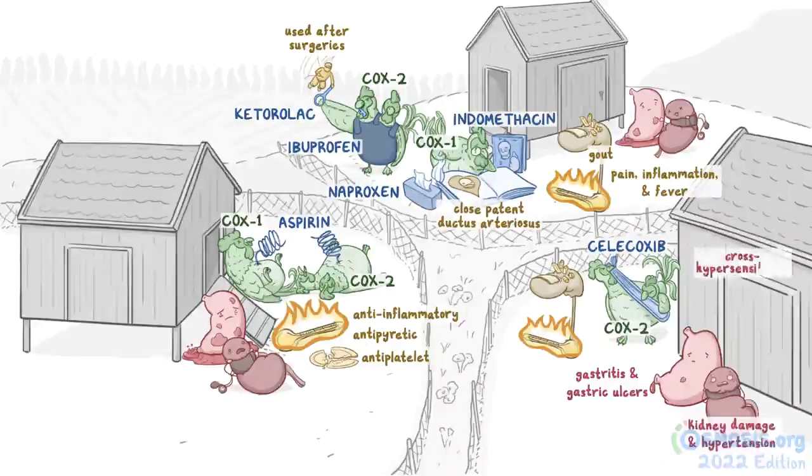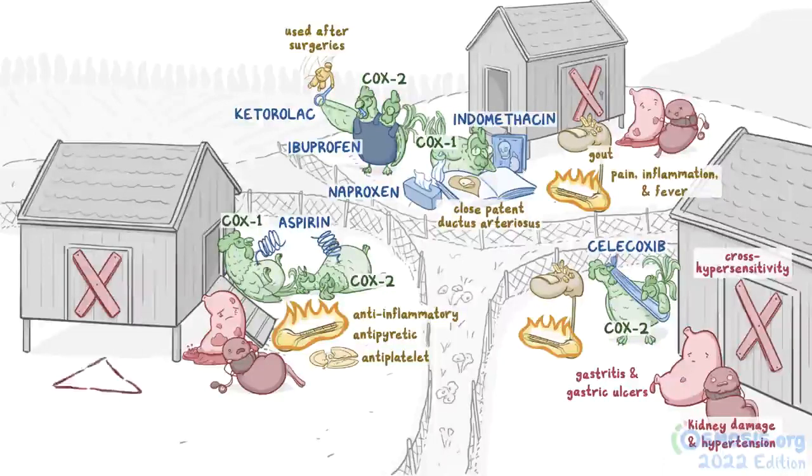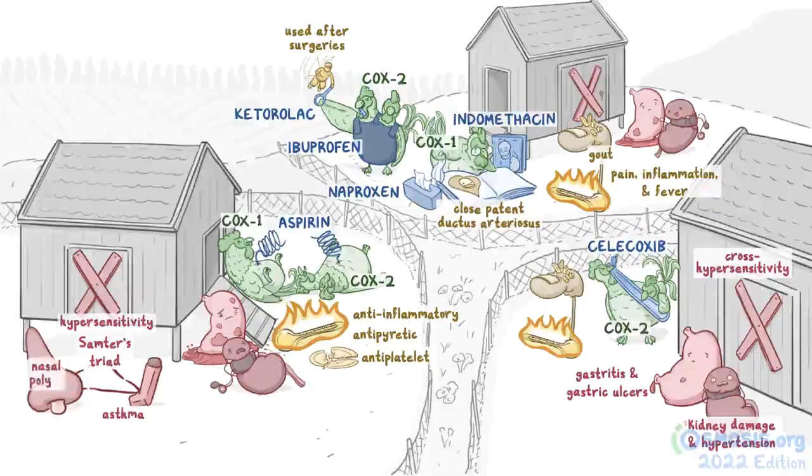For cross-hypersensitivity, let's put X-shaped boards in front of the door of each coop. On the ground, by the door of the aspirin coop, there's a triangle for Samter's triad. One point is next to the hypersensitivity cross, the next point has an asthma inhaler, and the last point has a big nose with a polyp growing out of its nostril.